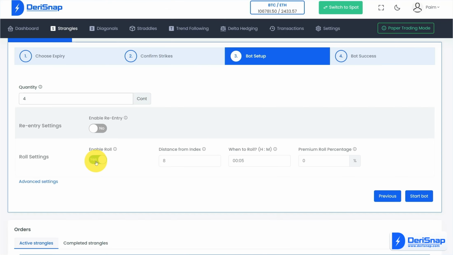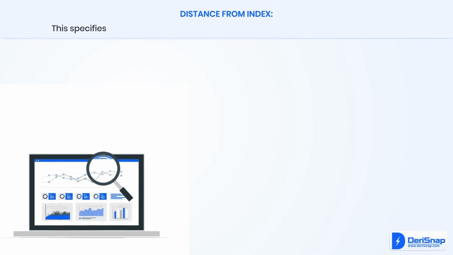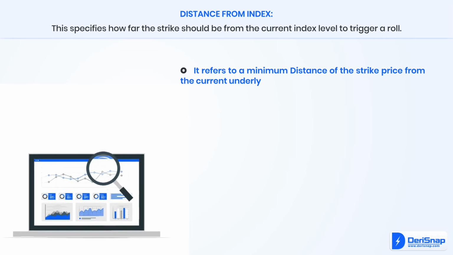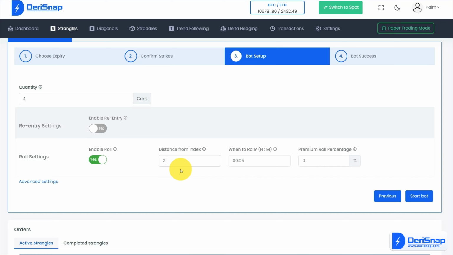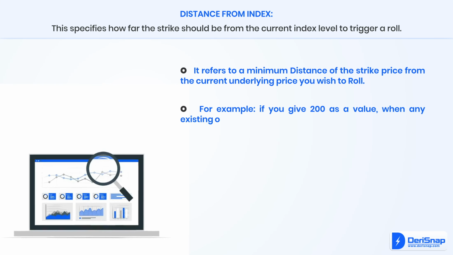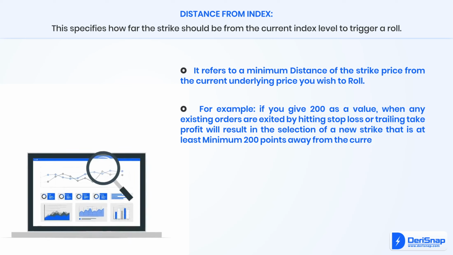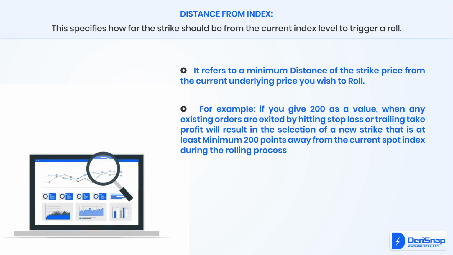After enabling roll, you need to set distance from index. This specifies how far the strike should be from the current index level to trigger a roll. It refers to a minimum distance of the strike price from the current underlying price you wish to roll. For example, if you give 200 as a value, when any existing orders are exited by hitting stop loss or trailing take profit, it will result in the selection of a new strike that is at least minimum 200 points away from the current spot index during the rolling process.